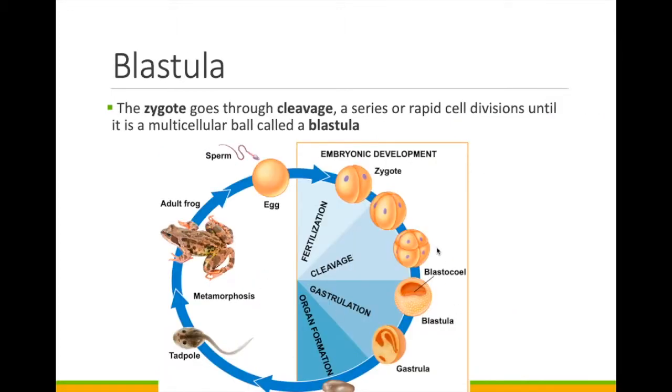The very first thing the zygote is going to do is start going through a process called cleavage, where the cells are going to divide. So we're going to go from one cell to two cells, to 4, to 8, 16, 32, and so on, until the cells eventually become very small and numerous in what's called a blastula. And this blastula is multicellular and it is hollow. You can see the space inside.